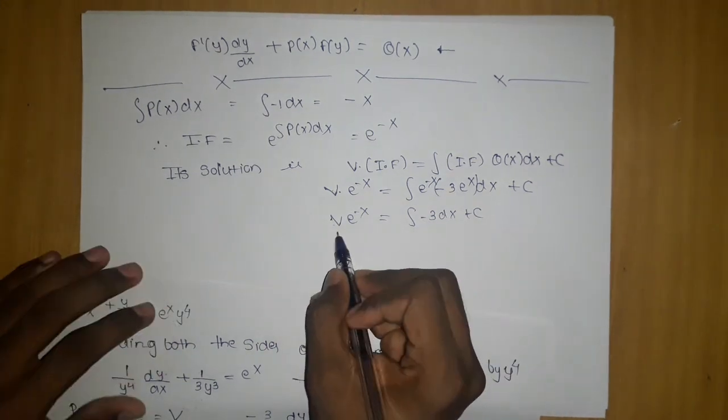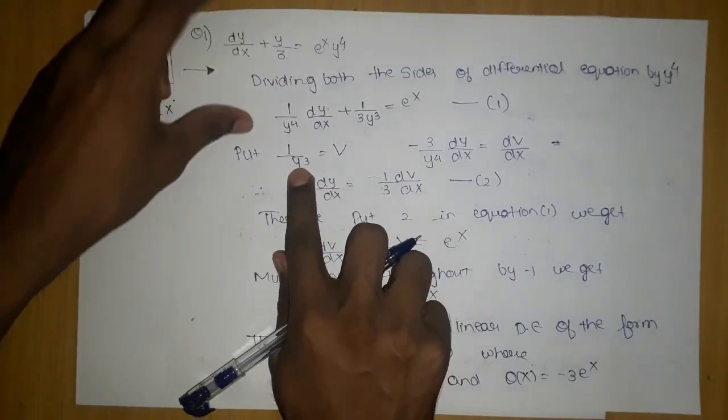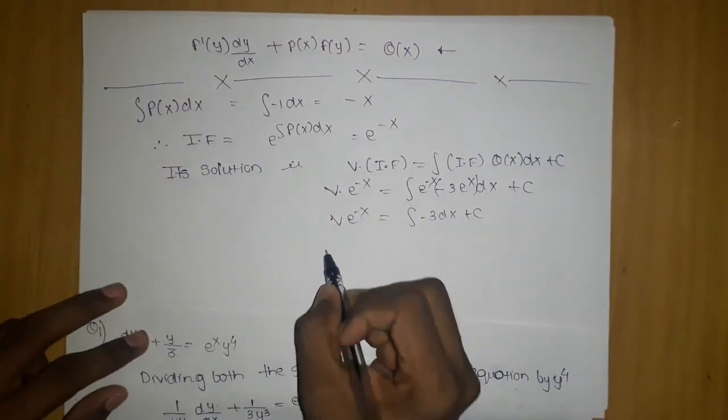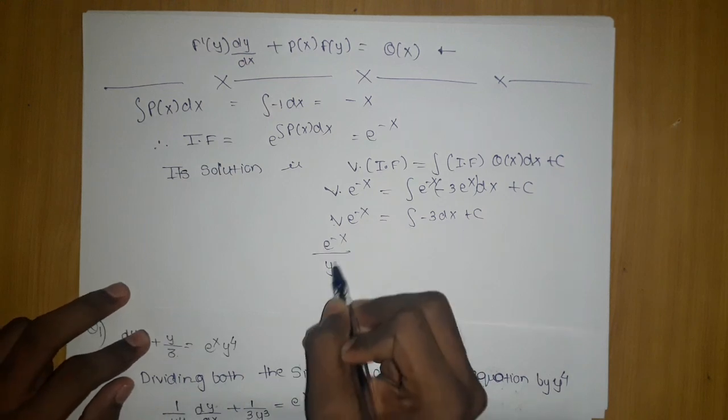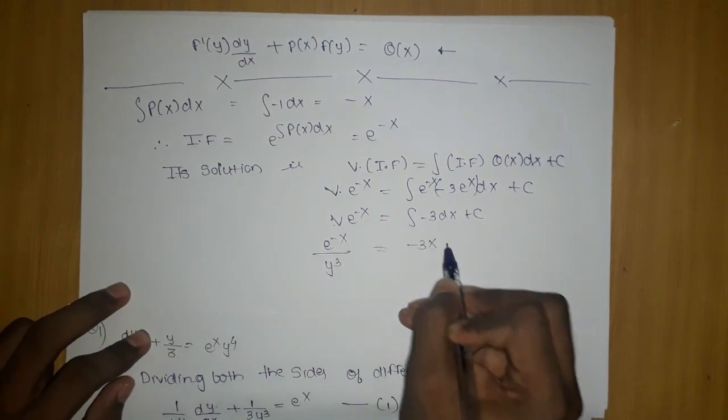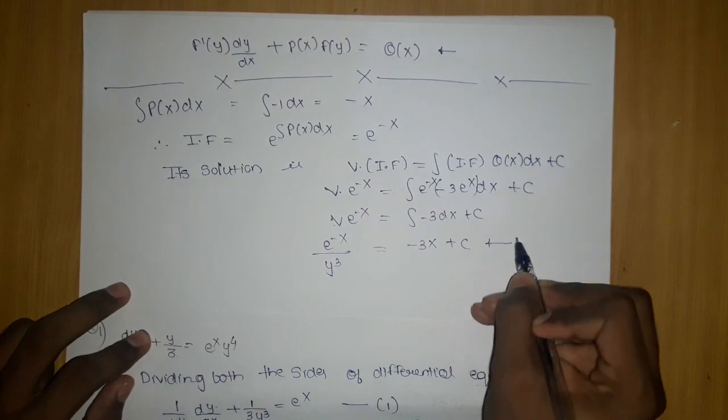Now we know v value is what? V value is 1 by y cube. We will substitute here. So we are going to get e power minus x by y cube equals minus 3x plus c. This is our answer.